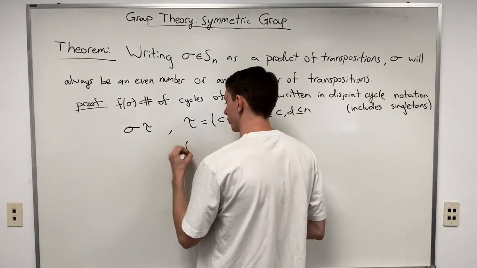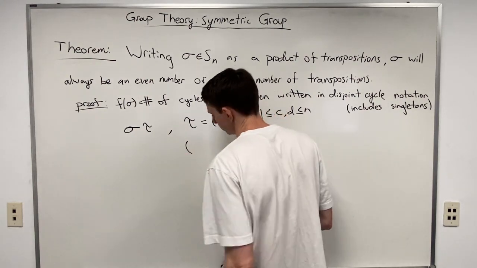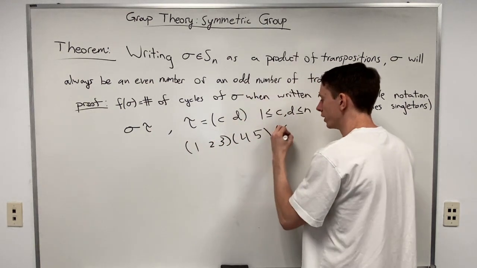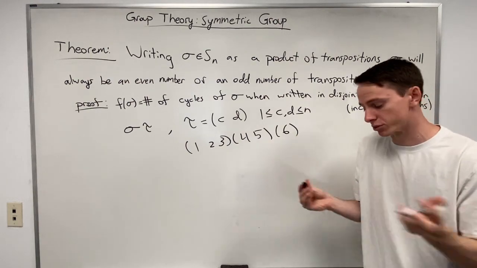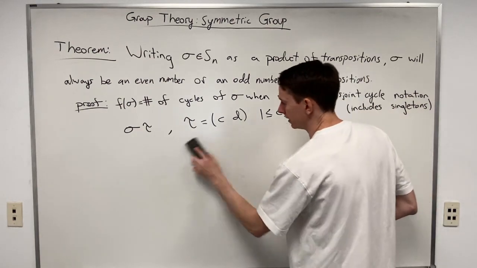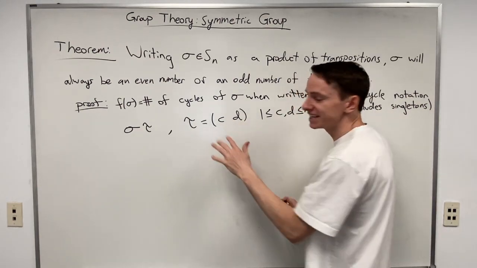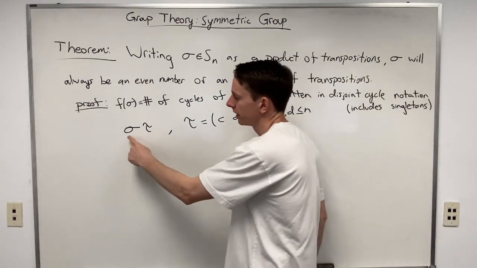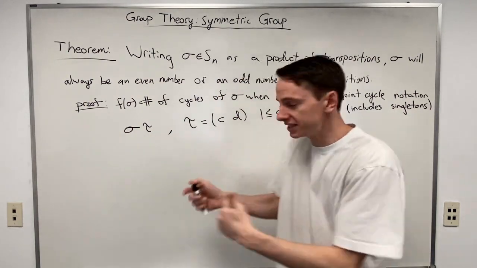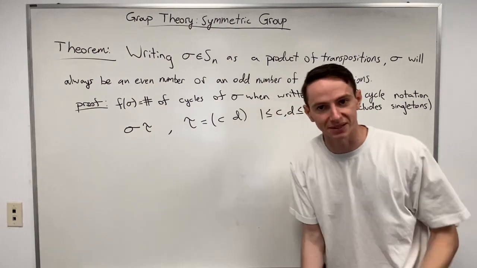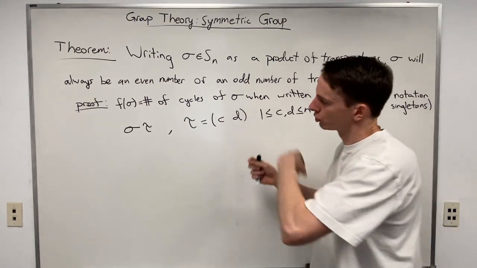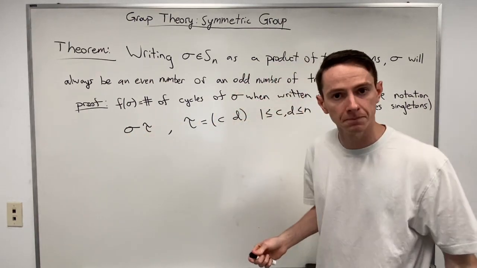Like if we're working in S6, whether we have this 1, 2, 3, 4, 5 cycle, if we write it with the 6, we're going to be writing out all 6 numbers in S6. So we're going to be writing out all n numbers for sigma in Sn. Therefore, we know that these numbers c and d have to be contained somewhere in sigma when we write it out in terms of cycles.